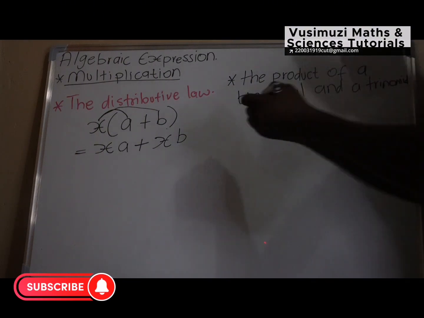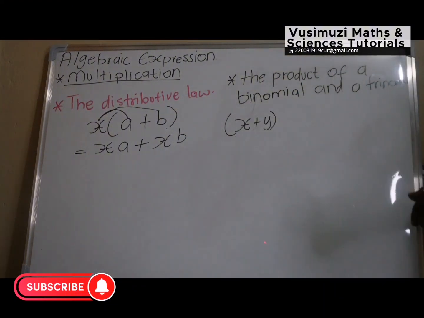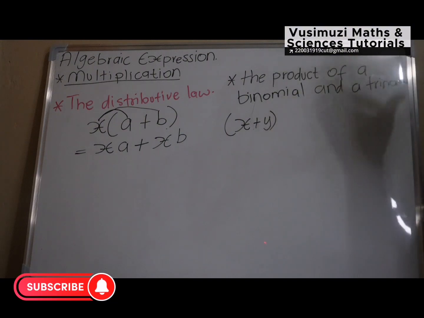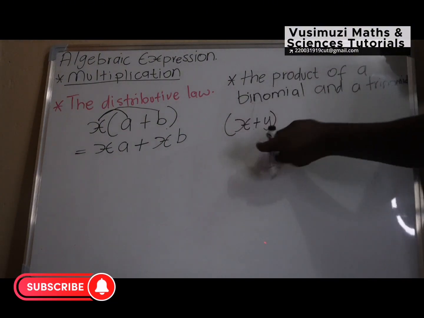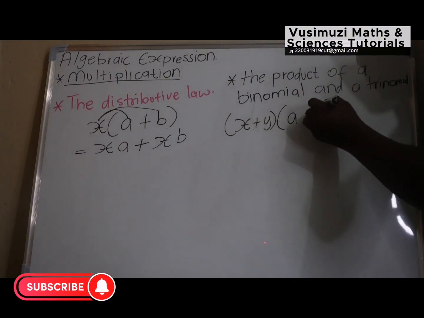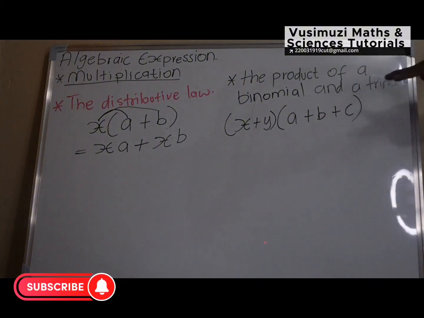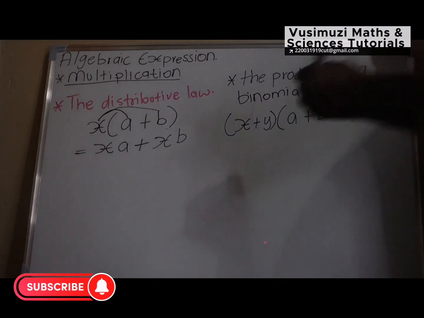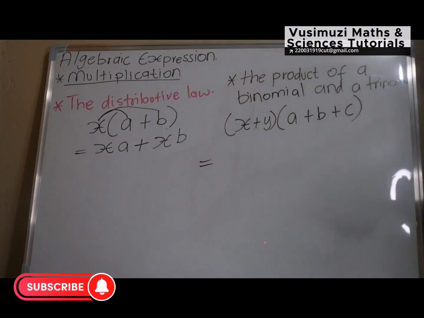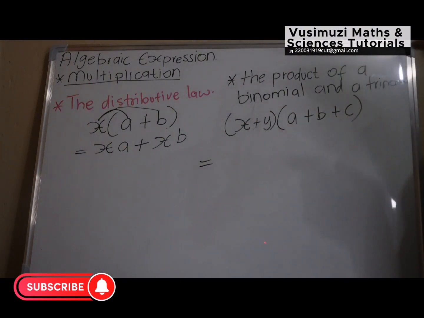For example, if you've got x plus y, this is a binomial. Then the second part, it's a product, it means it will multiply again. The product of a binomial and a trinomial. A trinomial can be a plus b plus c. Then expand and simplify here. Remember, our aim is to simplify out brackets here. Nothing more, nothing less. Remember, we multiply out brackets here.